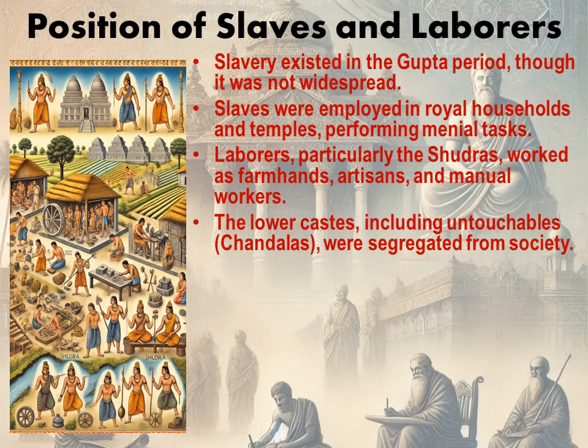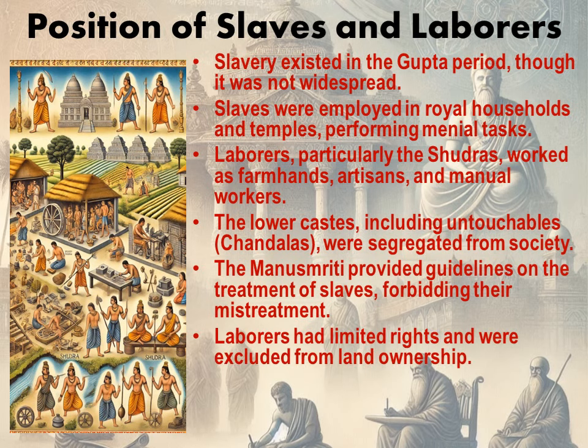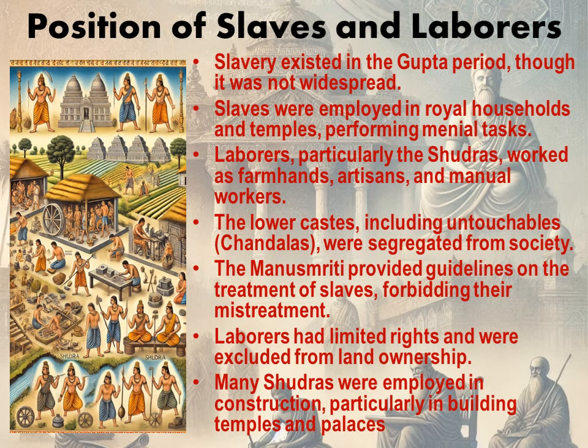and manual workers. The lower castes, including the untouchables, Chandalas, were segregated from society. The Manusmriti provided guidelines on the treatment of slaves, forbidding their mistreatment. Laborers had limited rights and were excluded from land ownership. Many Shudras were employed in construction, particularly in building temples and palaces.